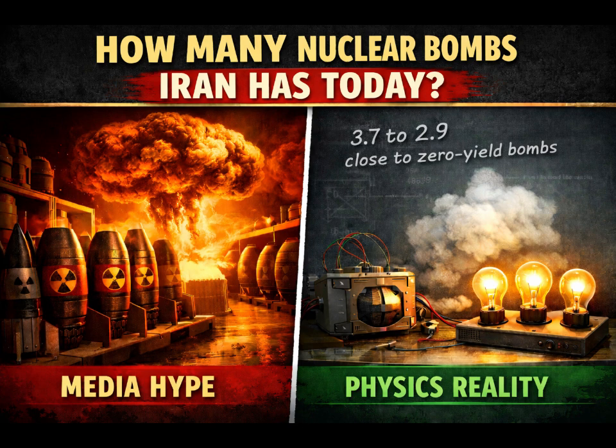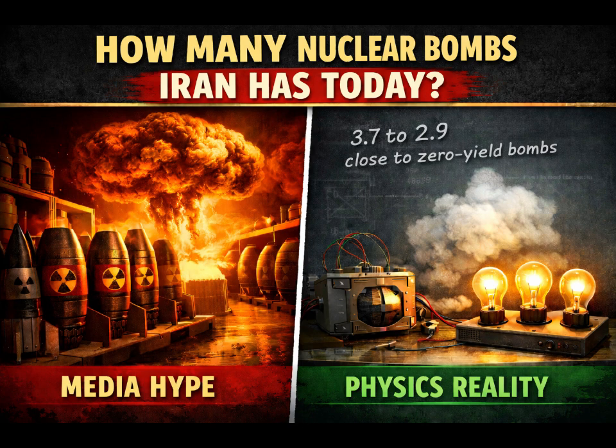So let's start with the premise. The simple question that you see splashed across opinion pages and news banners all the time. How many nuclear bombs does Iran have today? It sounds like a question that should have a simple numerical answer, like counting tanks or airplanes. But a technically grounded answer requires a very specific set of conditions. You cannot just divide the weight of a uranium stockpile by the weight of a bomb core and get a number. It doesn't work that way.